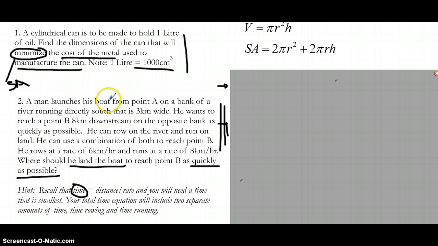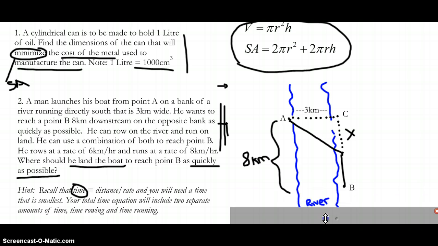So here's the hint for the cylinder, volume and surface area here, 2 formulas you will need. And here's the hint for the boat. So the river's 3 kilometers wide. He's going to go across at some point and run, but we don't know if he's going to go straight across and run or if he's going to go straight to point B in his boat and not run at all, or if he's going to land somewhere else on the side of the river and then run a little bit. From A to B, that vertical distance is 8 kilometers total.